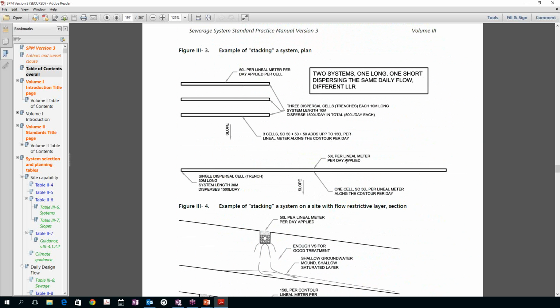This diagram is meant to illustrate the point that if we need a 100-foot long system, we need to arrange it this way. Now we might break it up. We might break it up with 3 different entry points, whether they be D boxes or manifolds. But that system is 30 meters on the contour. This system up in here is not. This system is 10 meters long. So it doesn't meet a minimum system length of 30 meters. That system is only 10 meters.